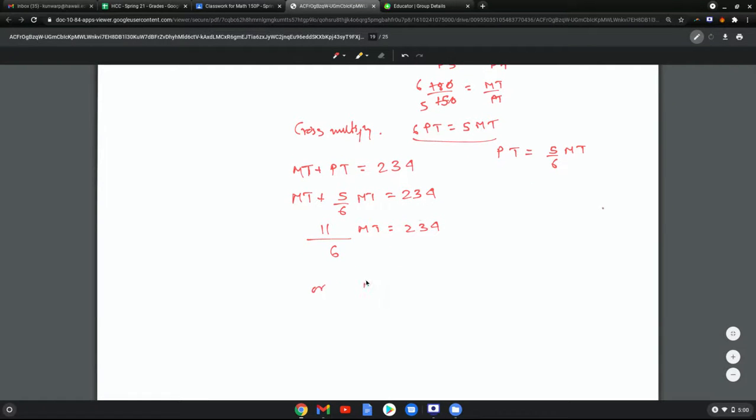Or again cross multiplying, MT is 6 times 234 over 11. That doesn't divide evenly, never mind. You can plug this into the calculator to get the value for MT. Again, try and finish this problem on your own. That's the end of this video.